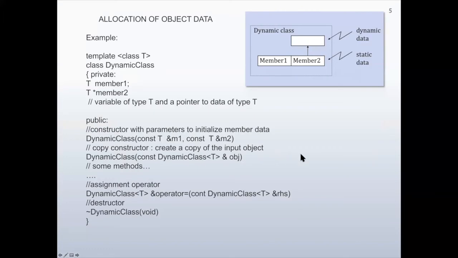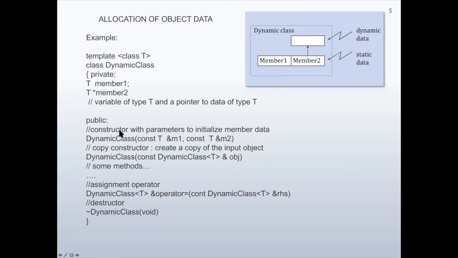Here there is an example to show how dynamic memory is used in classes. We are defining a template class whose name is dynamic class. In the private part, we have two data members. Member 1 is of type T, this is a template type, and member 2 is a pointer to an object of type T. This is the dynamic class. We have member 1 and member 2, which are the static data of the dynamic class. And this part is to be created dynamically, whose address is going to be stored in member 2.